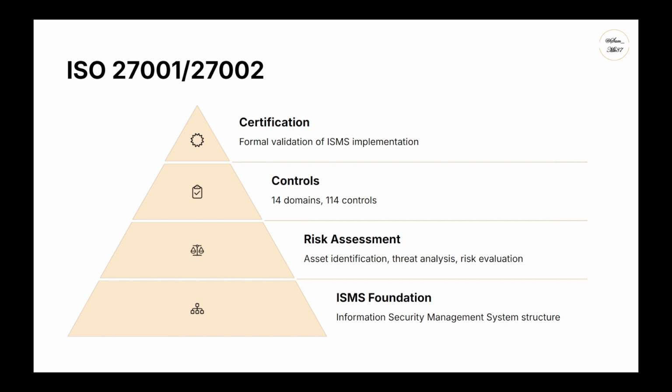A key part of the ISO standard is the risk assessment. Organizations identify their assets, evaluate potential threats and vulnerabilities, and determine the impact of various risks. This allows for more informed decisions on which controls to implement. Achieving ISO 27001 certification means your ISMS has been formally audited and validated as meeting the standard's requirements. It demonstrates a strong, proactive approach to information security and is often a key differentiator for customers and partners.